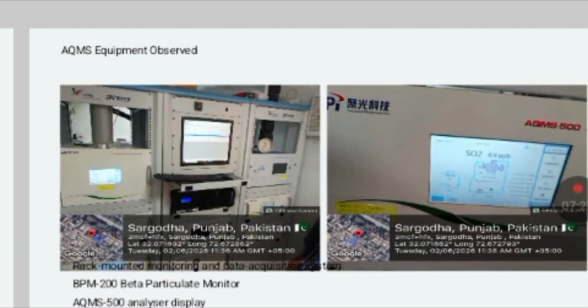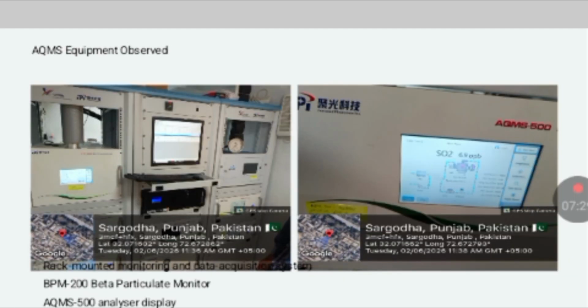Then there comes the AQMS equipment. During the visit, we observed different components of the monitoring system. The station contained analytical components and the central computerized data acquisition system.